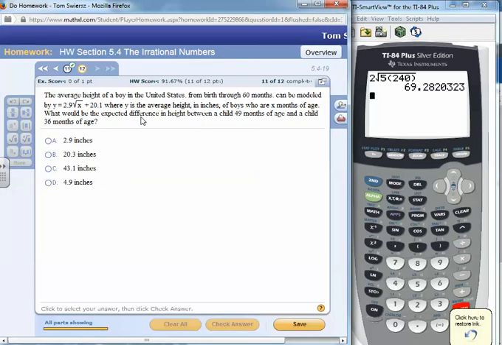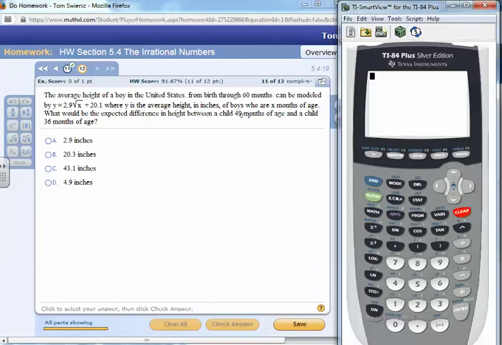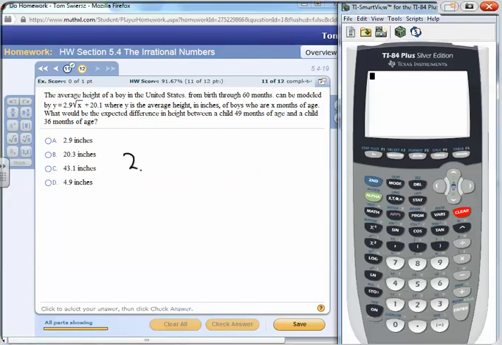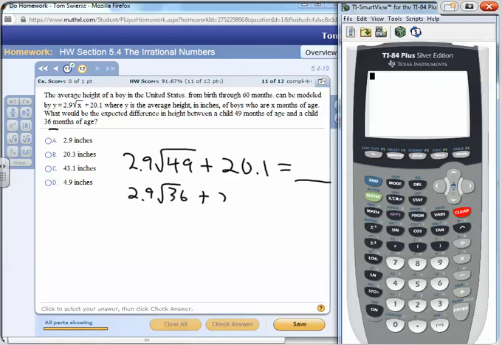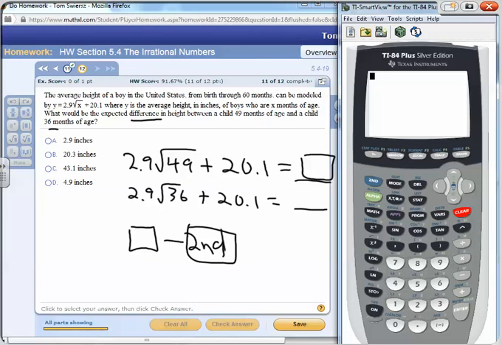Number 12. The average height of a boy in the United States from birth through 60 months can be modeled by y equals 2.9 times the square root of x plus 20.1, where y is the average height in inches of boys who are x months of age. What would be the expected difference in height between a child of 49 months and a child of 36 months? Well, what do we have to do? The difference is subtract, right? So we put in the formula for 49: 2.9 times the square root of 49 plus 20.1, get an answer. Then for 36, 2.9 times the square root of 36 plus 20.1 gets an answer. Then we take the first answer minus the second answer, and that will give us the difference, our final answer. So there's the game plan. Let's go ahead and do it and see what we get.